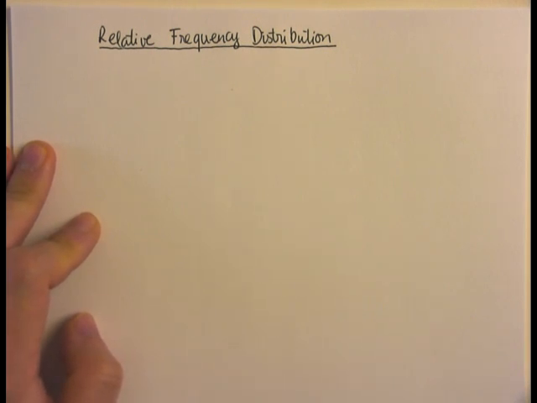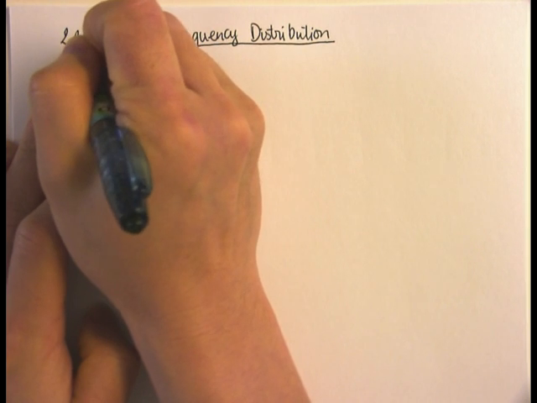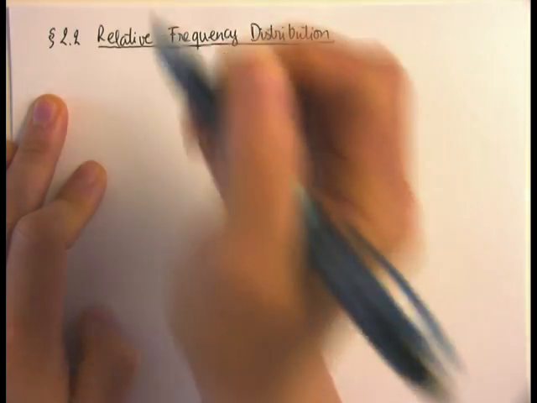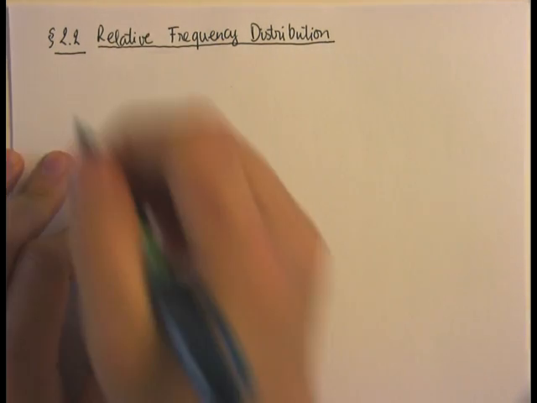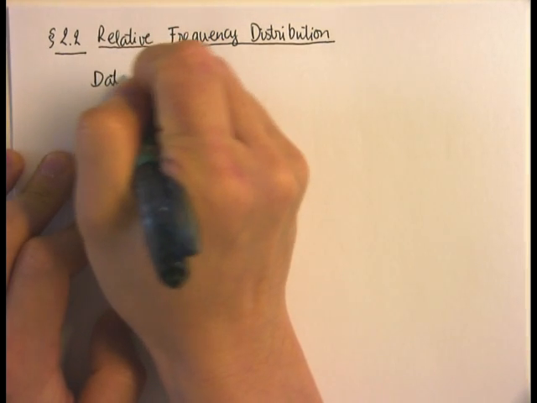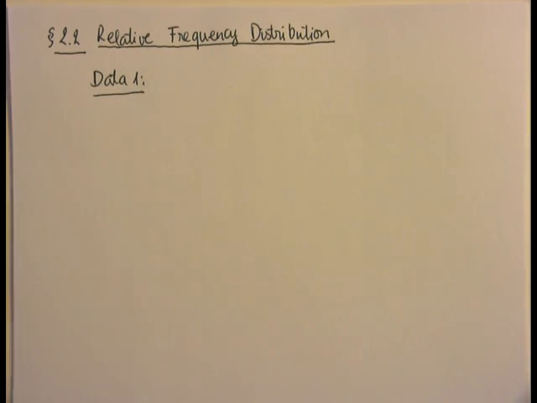Okay, so now we're learning how to build a relative frequency distribution, and this is another topic discussed in section 2.2. Once again, let's focus on data set 1. In a different video clip, we built a frequency distribution, the basic frequency distribution.